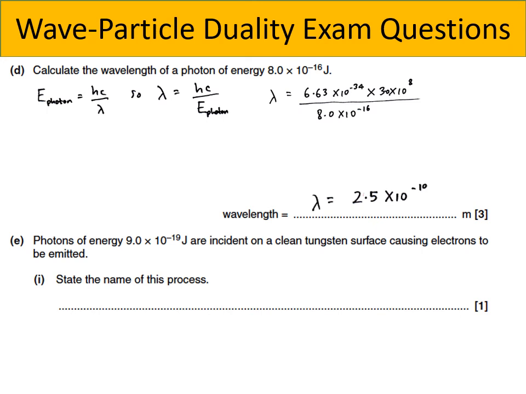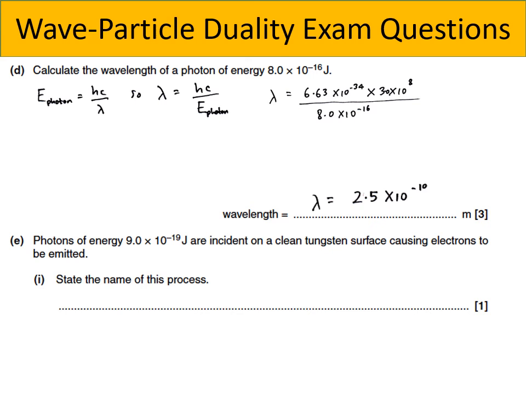Okay, now part E. Photons of energy 9.0 times 10 to the power minus 19 joules are incident on a clean tungsten surface causing electrons to be emitted. State the name of this process. Now that's a nice, easy 1 mark to get.